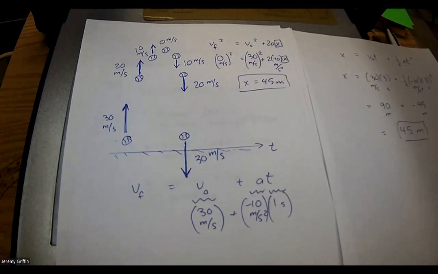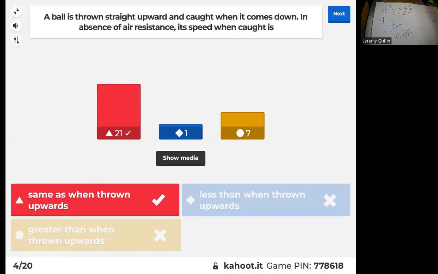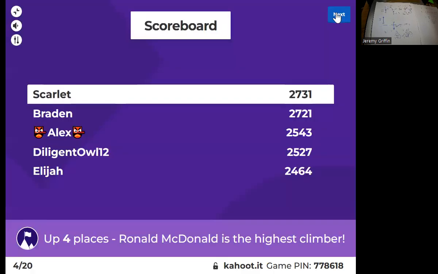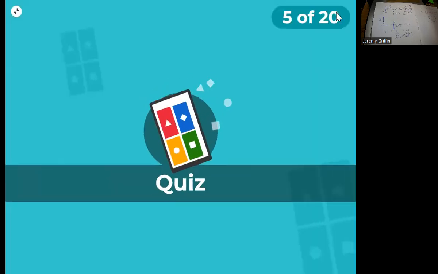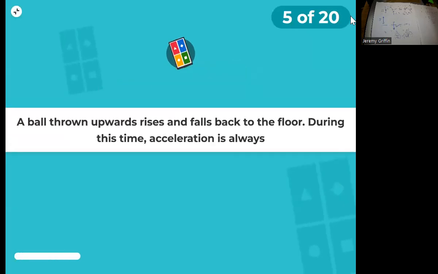Ah, yeah. Let's switch back to Kahoot. Back to Kahoot. All right. Scarlett, still in the lead. Brayden, Alex, Elijah, and Jackson. A ball thrown upward rises and falls back to the floor. During this time, acceleration is always.